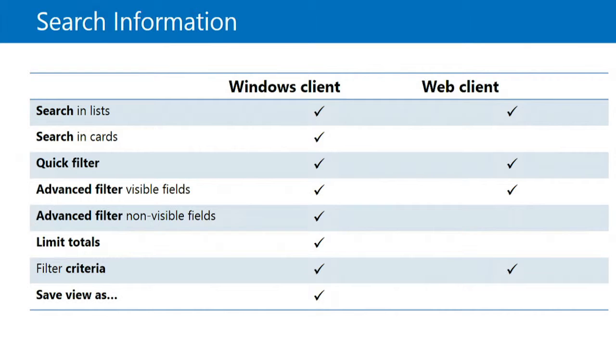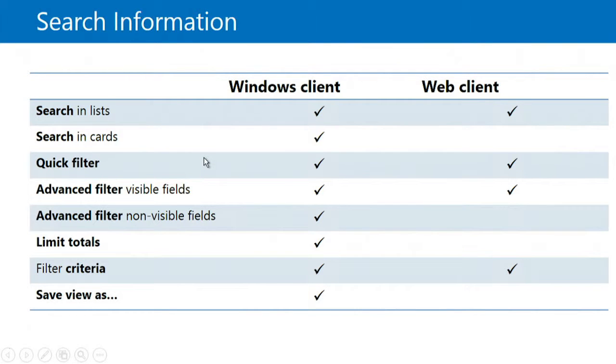So here in this table you can see an overview of the functions, the features that we have available in the different clients. So let's start with searching. Now in both clients we can search in lists. So both in the Windows and the web client we can search, for example, customers from a customer list. In the Windows client we can also search in cards. Then there's the quick filter, which basically is a filter that you can very quickly assign to one field, and I will demonstrate how to use it. And that's a filter that we have available both in the Windows and the web client.